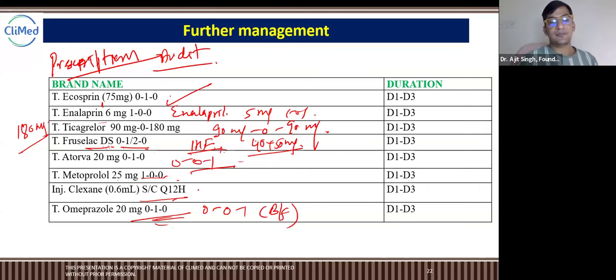Why Clexane? Clexane could be given during the hospital stay, during the procedure, but not after the procedure. Every 12 hours is not recommended at all in such cases, and from day 1 to day 3, not at all. You can write SOS if it is needed during the procedure, but not every time.